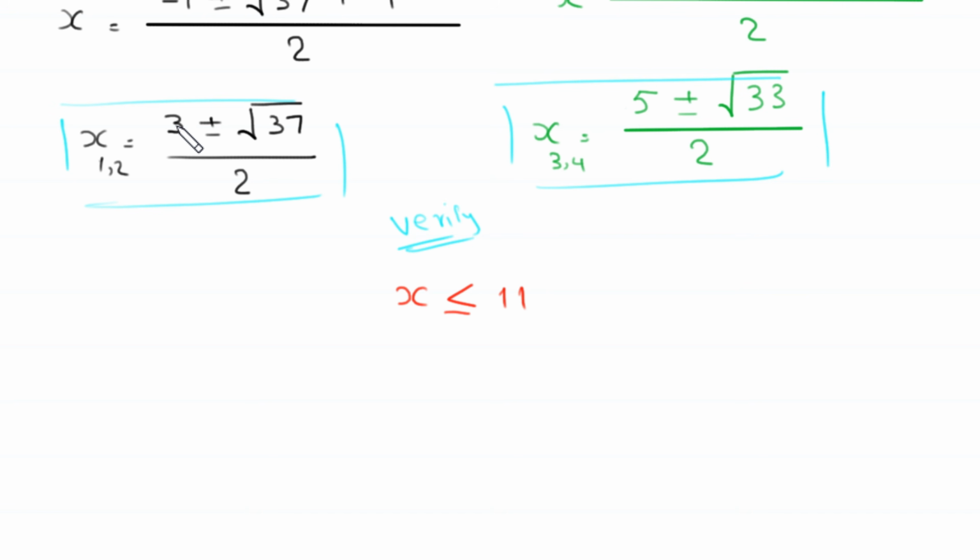So this 3 plus root 37 over 2 or 3 minus root 37 over 2 is less than 11. So these two solutions are valid. Now this 5 plus root 33 over 2 or 5 minus root 33 over 2 is less than 11. So these two solutions are also valid. So we have 4 solutions of this equation.